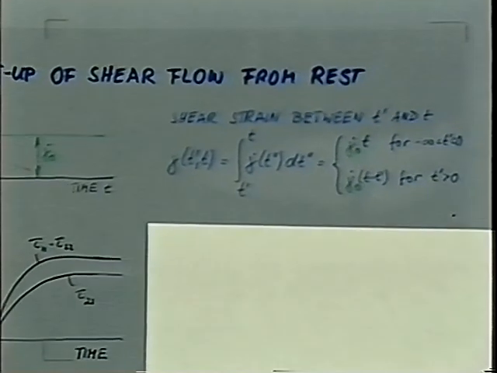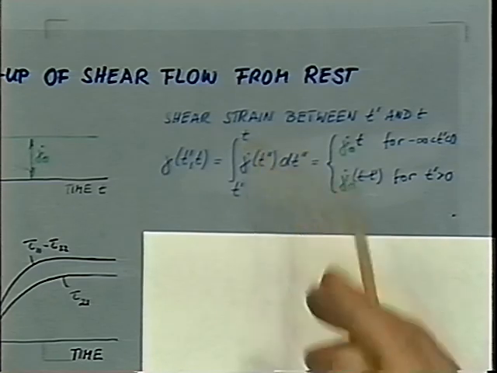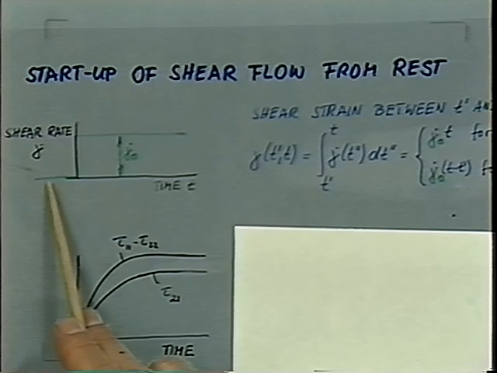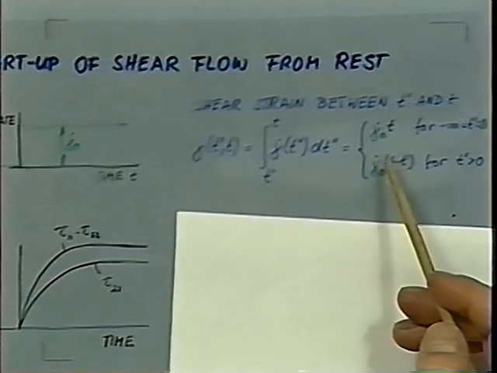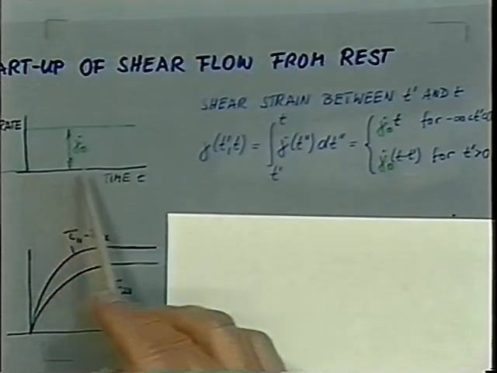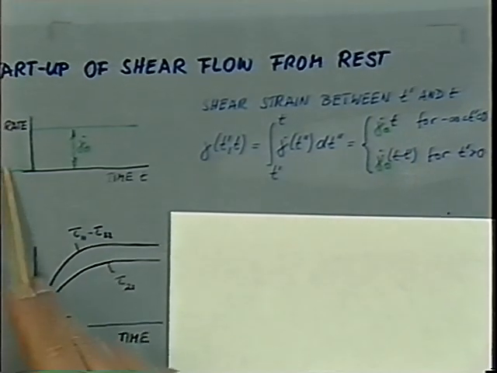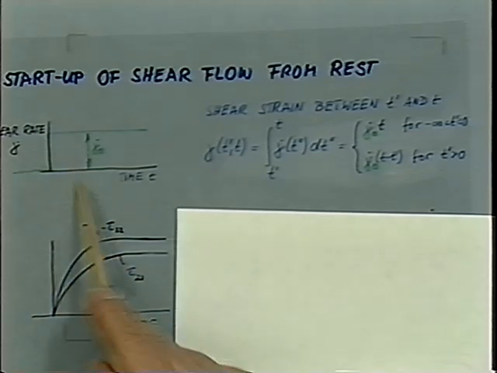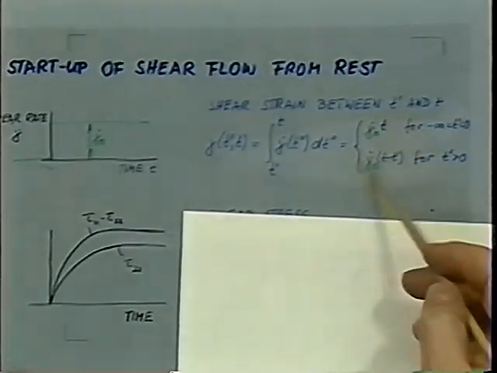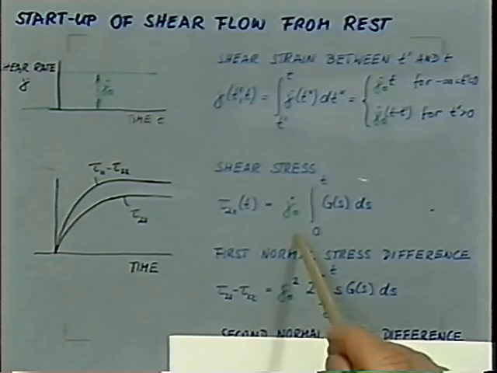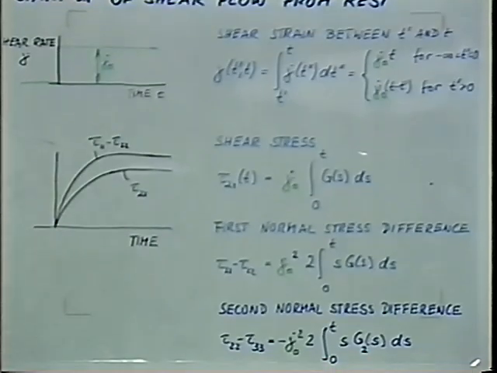The strain is calculated between times t prime and current time t. Now, if t prime is somewhere in the past, we have the total strain coming in, but the material is being sheared from time 0 to a finite time t. So the total strain is shear rate times the total time t. If t prime is taken in here, it's the shear rate times the lapse time t minus t prime. Those have to be introduced to obtain the shear stress and the first normal stress difference, and also the second normal stress in these previous equations.